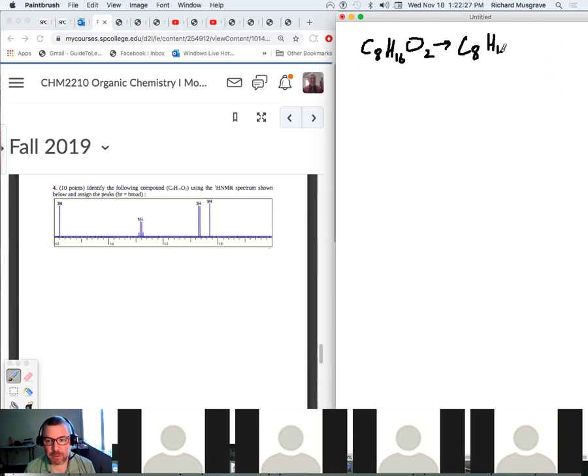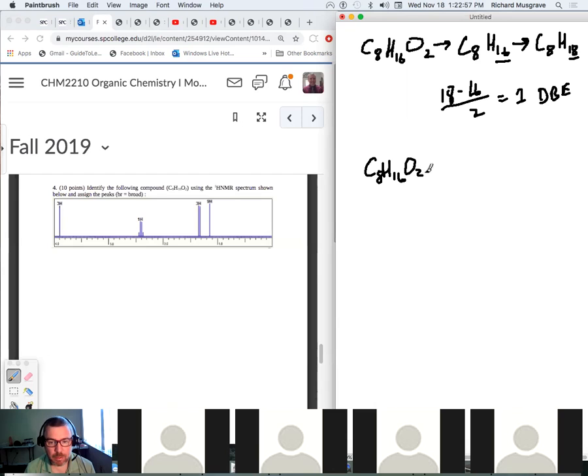That'd be C8H16. And if it were saturated, it'd be C8H18. Philip, do you see how I get the 18? Yes. Okay. So 18 minus 16 divided by 2 is 1. So we expect 1 double bond equivalent in this compound. The next thing I do is I figure out what pieces I can actually see. So I'm going to show you and combine that here. These are the pieces I see.